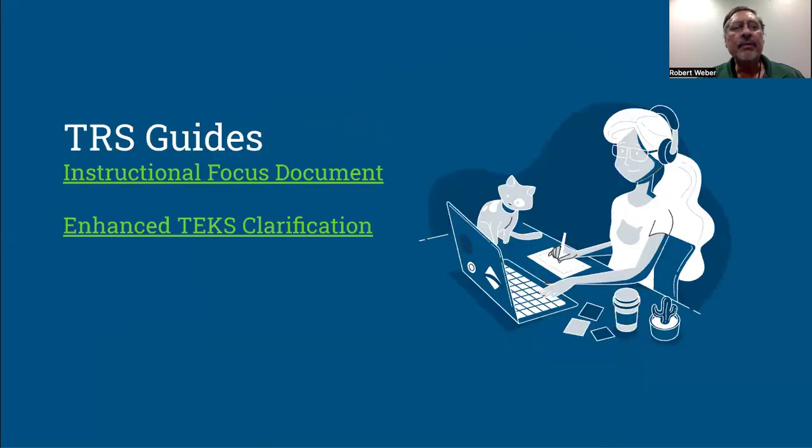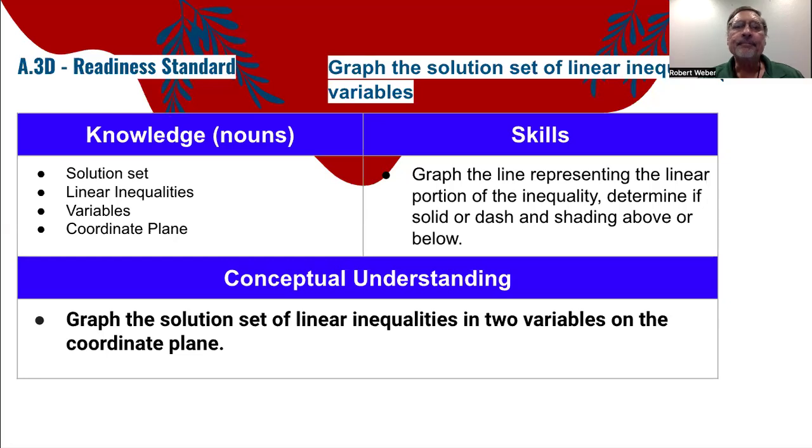Unpacking the TEKS, you can see the instructional documents that we use, the instructional focus document, and the enhanced TEK clarification, both coming from TRS. 3D, graphing the solution of linear inequalities in two variables. The knowledge there: solution set, linear inequalities, variables in the coordinate plane. The skill: being able to graph the line that represents a linear portion of the inequality, whether that line is dashed or solid, and then being able to determine, do we shade above or below that line, depending upon the inequality of greater than, greater than or equal to, or less than or equal to. So that's 3D, the readiness standard.